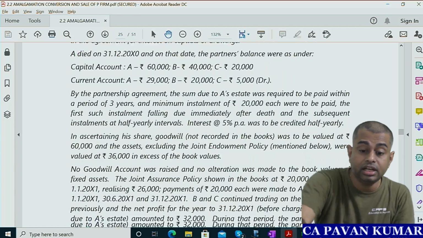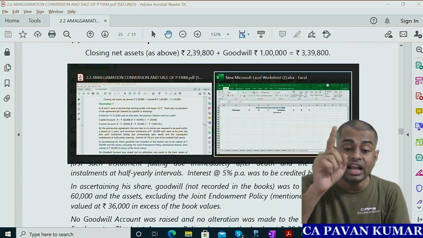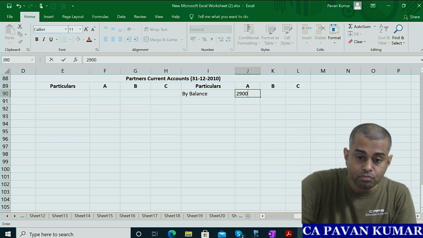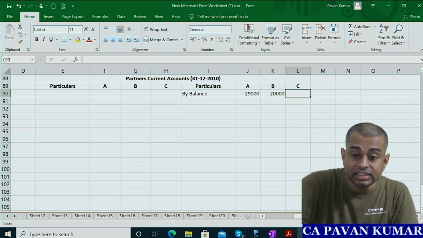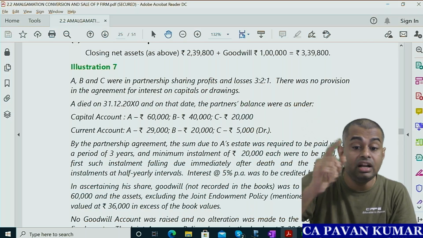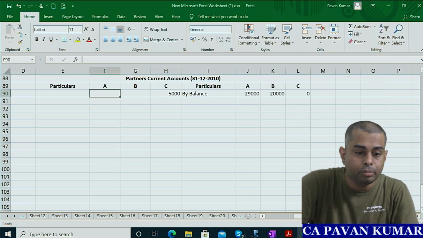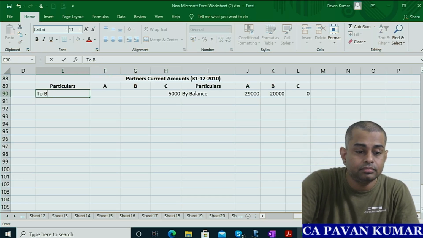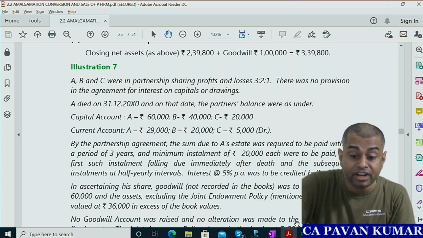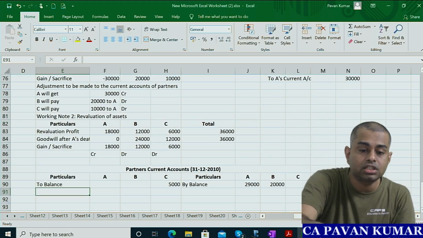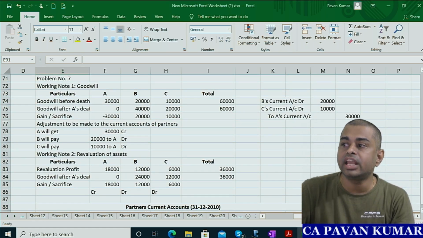What is the balance in partners' current accounts? What are the balances? They have given 29,000 positive in A, in B 20,000 positive, in C's account I think they have given negative 5,000. Opening balance to balance. Correct? Then we should give the effect of these 2 working notes. Look at the 2 working notes above, we need to give their effect.